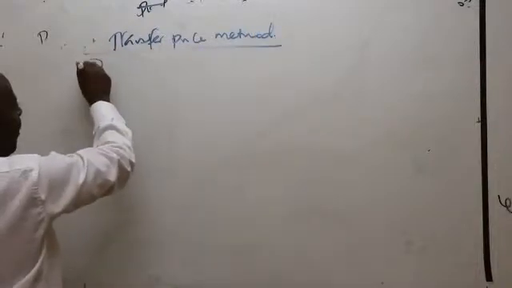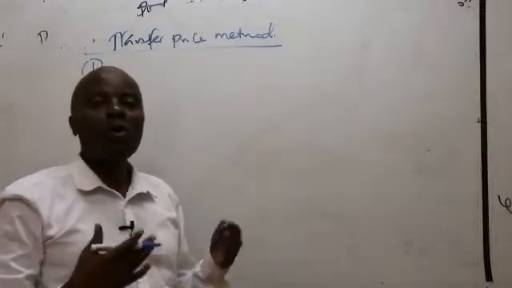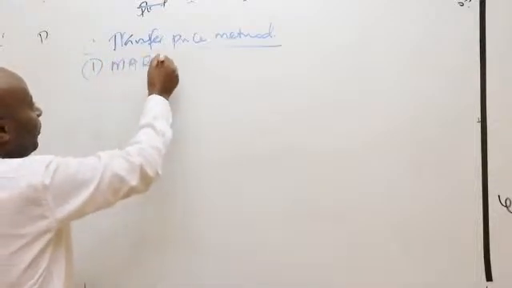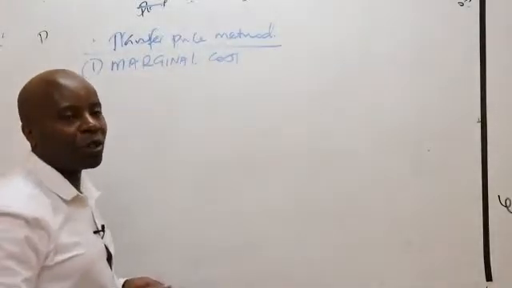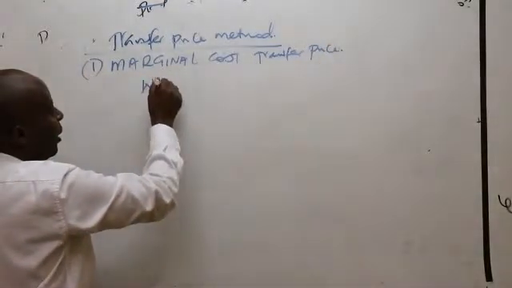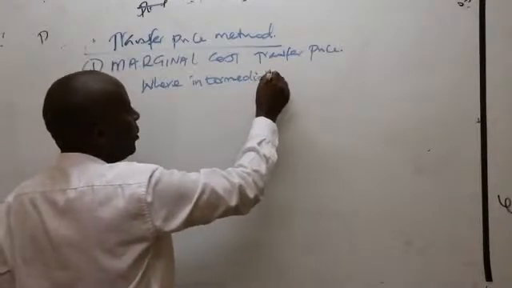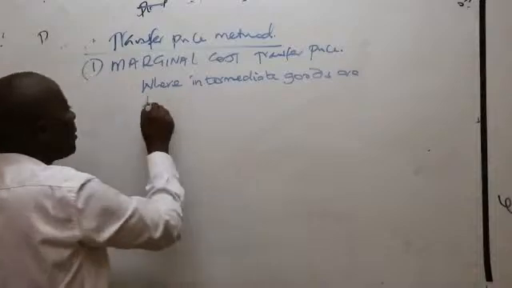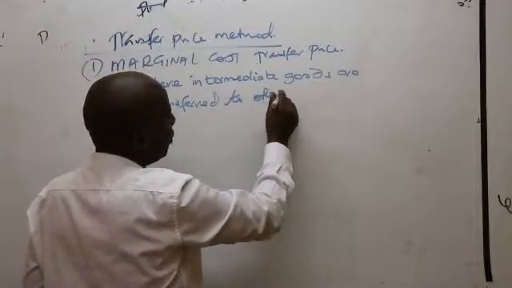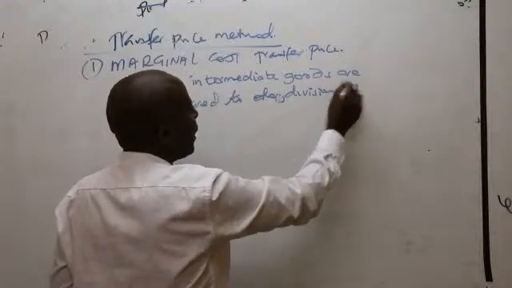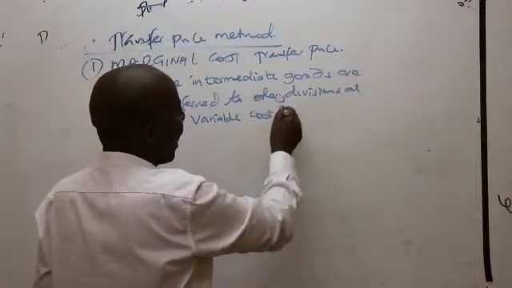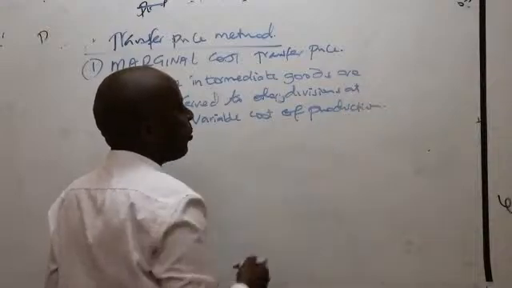For example, in this case, number one, you could decide to transfer all the products that you produce to your sister departments at marginal cost. So the first method is the marginal cost transfer price. This is where intermediate goods are transferred to other divisions at their variable cost of production.